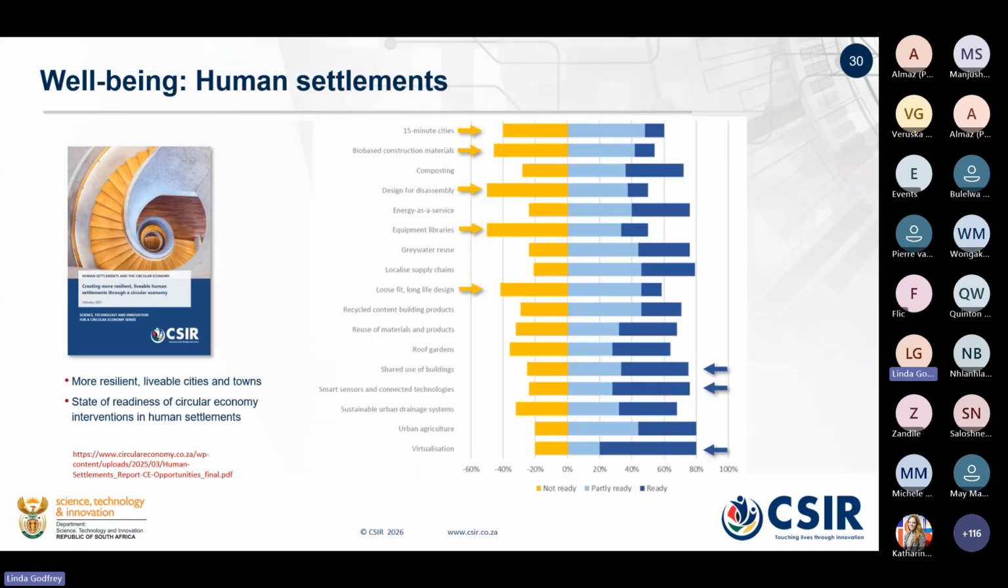Human settlements, so how do we live, work and play within our cities and towns? How do we use resources? And a lot of really exciting circular economy interventions in this space, some of which, again, we have a high level of readiness. The pandemic, for example, moved us towards virtualization, moved us towards working from home. So we already have a high level of implementation there. But others like loose fit long life design. So how do we build buildings for adaptive use and for flexible use? How do we rethink, for example, schools that after maybe 3 o'clock in the afternoon sit vacant? How else can we use buildings post their first use? So again, a lot of really innovative applications for circularity within the human settlement space.